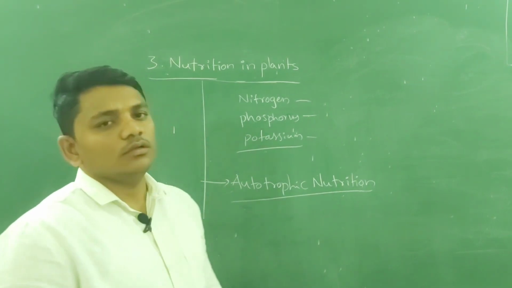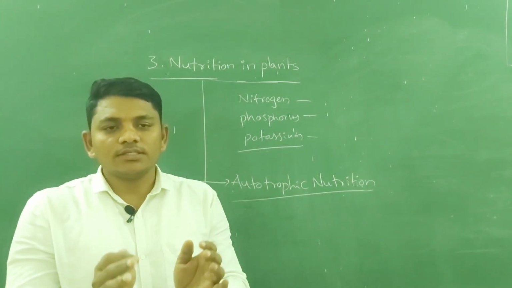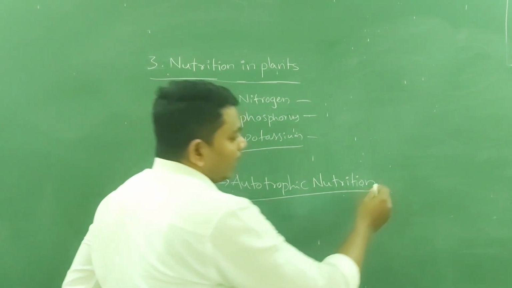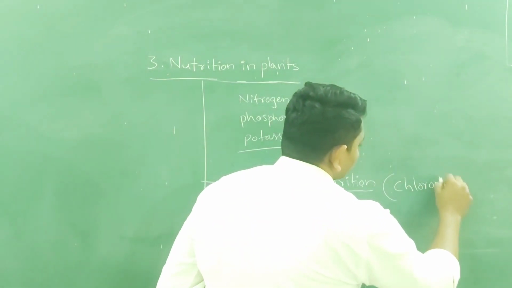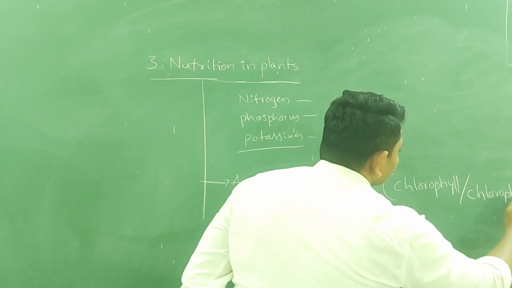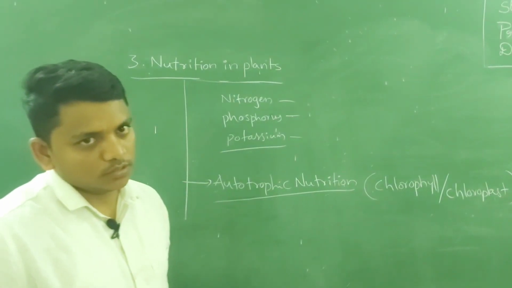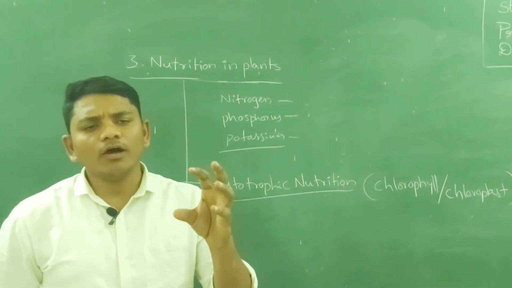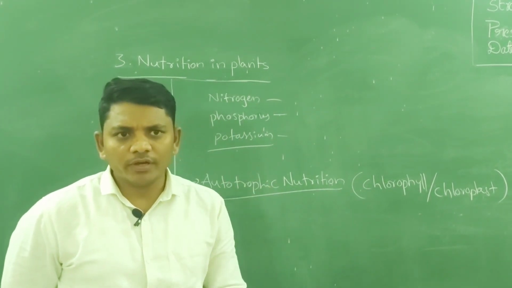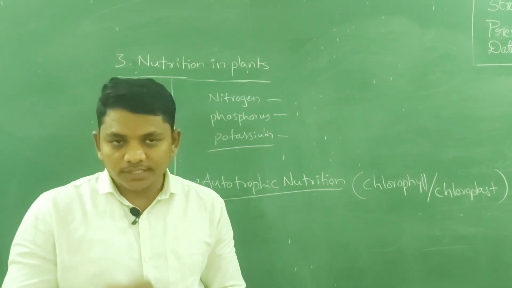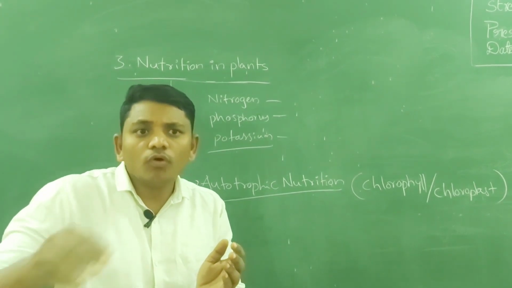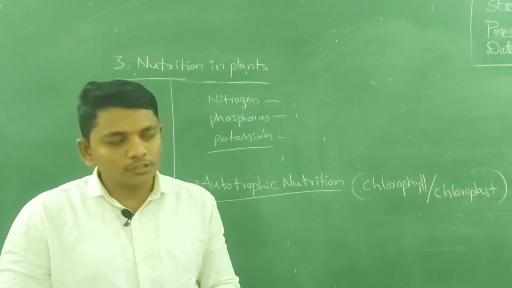Autotrophic nutrition. On the earth, only plants are capable of synthesizing their own food due to the presence of chlorophyll or chloroplast. In the plants, there is a green-colored structure called chlorophyll. Due to the presence of chlorophyll, they are capable of using sunlight, water and carbon dioxide, and they can synthesize food materials with the help of these four factors. This entire process is called photosynthesis.